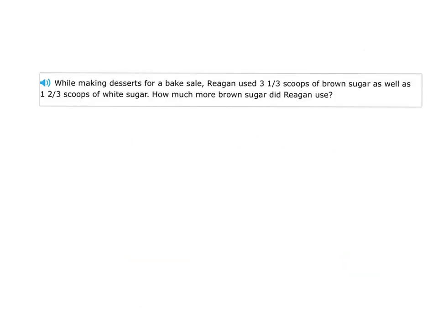Let's take a look at a couple more. All right. While making dessert for a bake sale, Reagan used 3 1/3 scoop of brown sugar as well as 1 2/3 scoop of white sugar. How much more brown sugar did Reagan use? So there they are using that how much more, and that means we've got to subtract. So she has more brown sugar. How much more? You're going to have to find the difference.